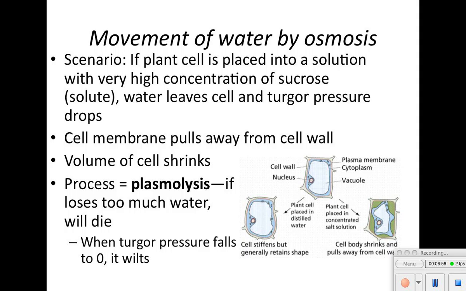So high solutes. If I have high solutes outside, what's my water? Low. So that means my plant has high water. So water's going to leave the plant to the environment because it's moving from high to low concentrations. So my cell membrane pulls away from the cell wall. The volume of my cell shrinks. We call this process plasmolysis. And so you see this right here.